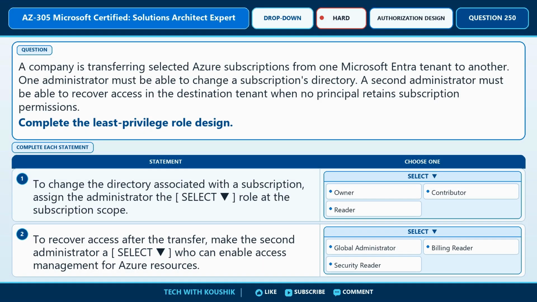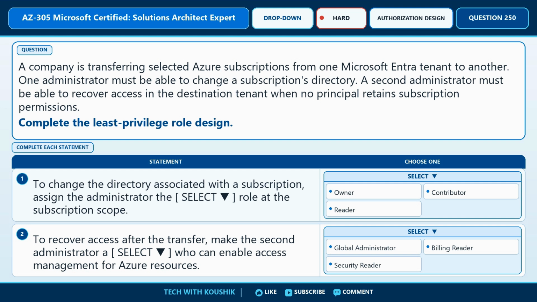Let us examine question number 250. Next, we enter the topic of authorization design. Let us first review the situation. A company is transferring selected Azure subscriptions from one Microsoft Entra tenant to another. One administrator must be able to change a subscription's directory. A second administrator must be able to recover access in the destination tenant when no principal retains subscription permissions. Complete the least privilege role design.